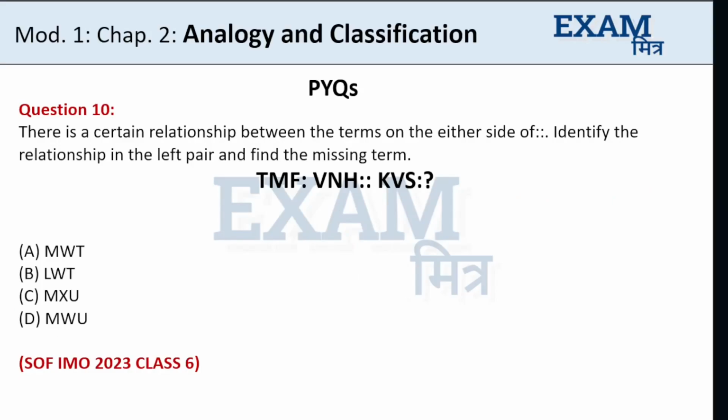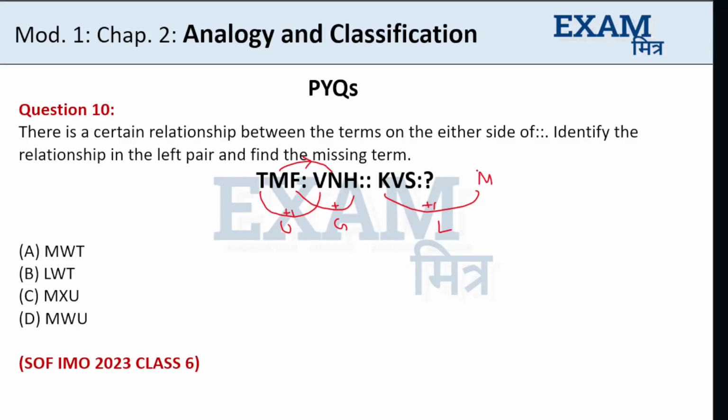Question number 10. Same way, we need to find the relationship between these two. So T and V. T, U, V. We are skipping U, and it is a forward skipping. So let's write here +1. M, N. So there is no skipping, just a sequence. F, then G, H. We again have a forward skipping. So in the same way, this K will have a forward skipping. K, then comes L. So we'll write here K, L, M.